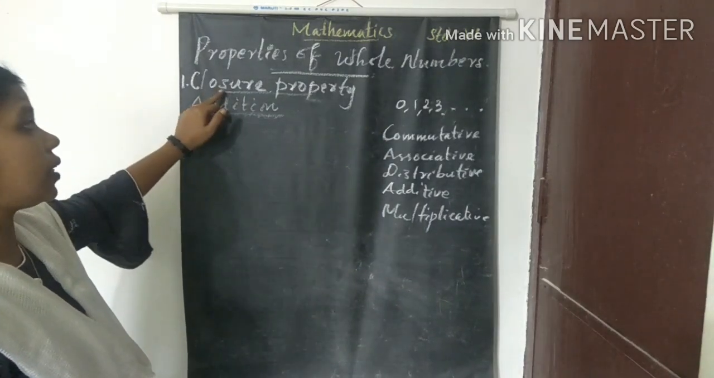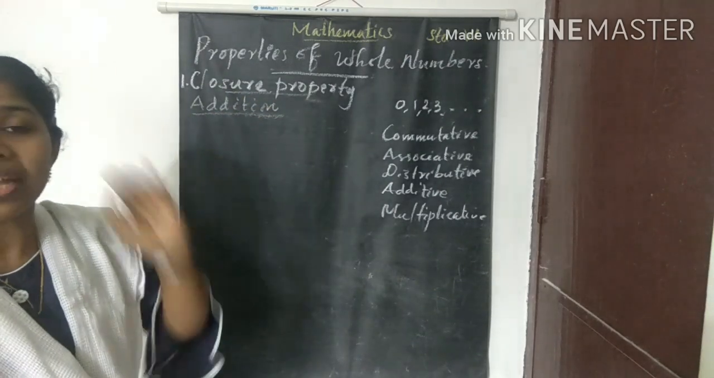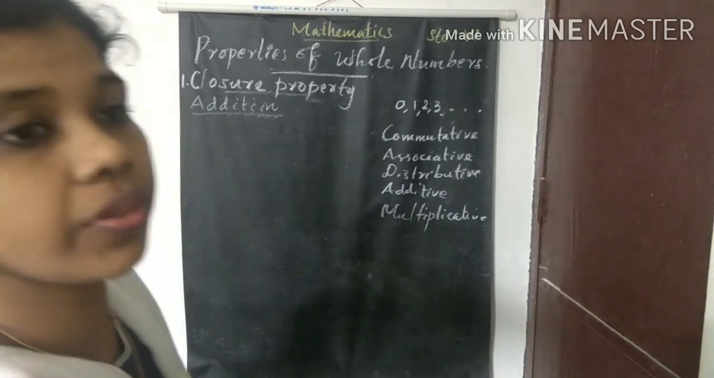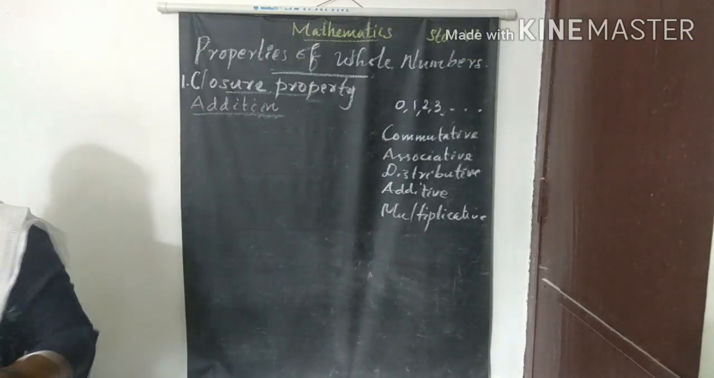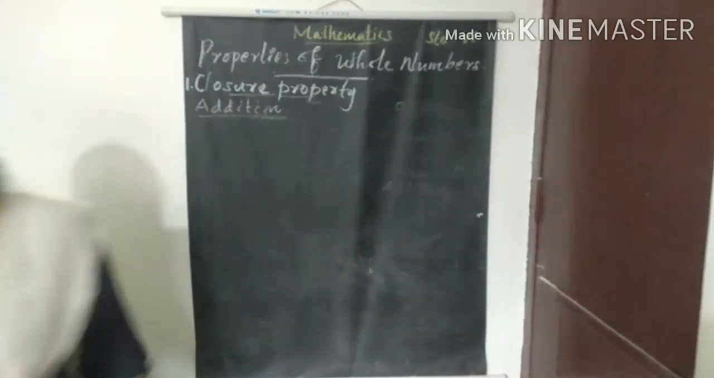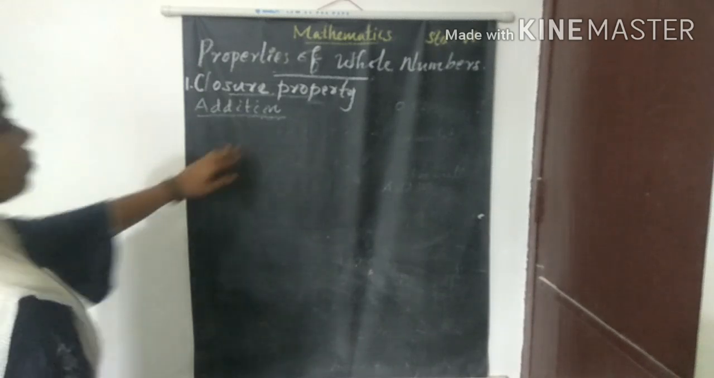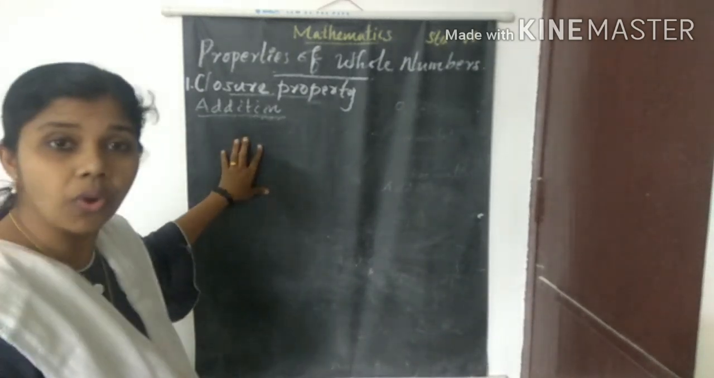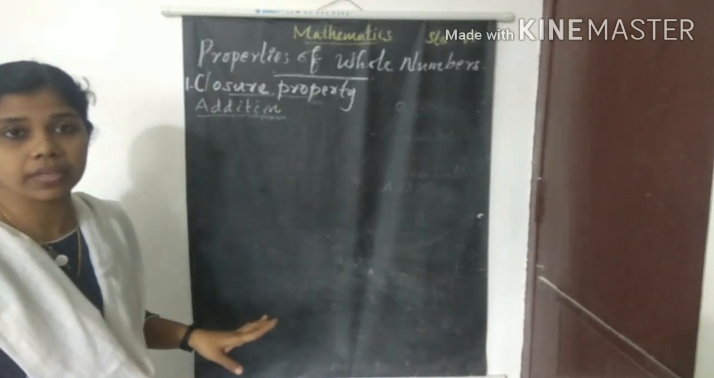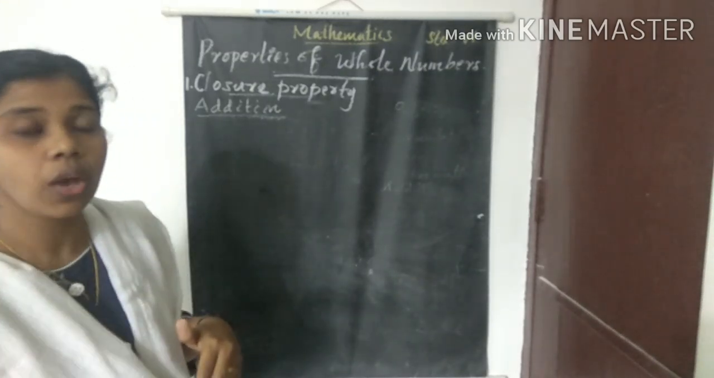Today first we have to study closure property of whole numbers under all mathematical operations. First, under addition. What is meant by closure property under addition? When we add any two whole numbers, then their sum is also a whole number.